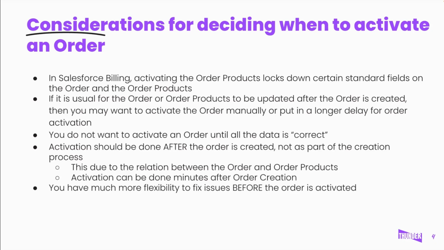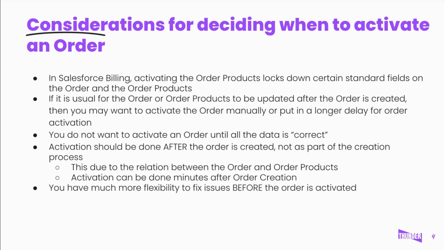If it is usual for the order or order products to be updated after the order is created, then you might want to activate the order manually, or, like we said, put in a little bit longer delay for order activation. That way, any users, maybe accounting or finance users, who need to review certain things on the order products and line items are able to do so before the order gets activated, which would create a situation where you would have to do some rework to regenerate that order.